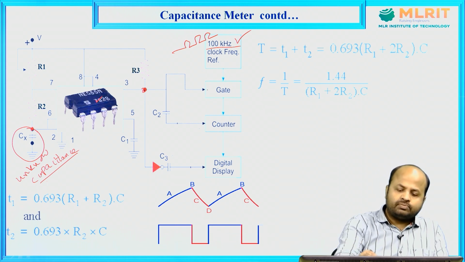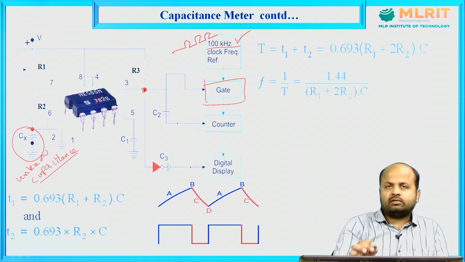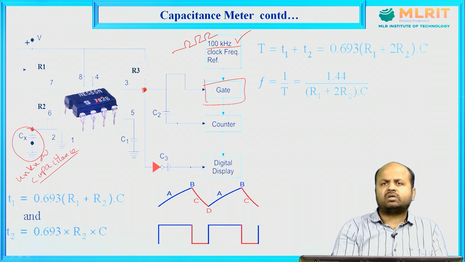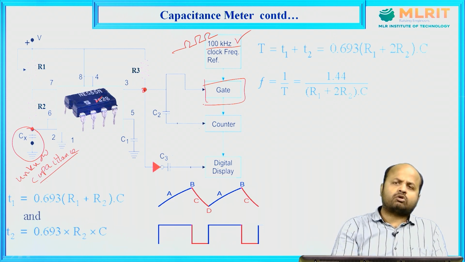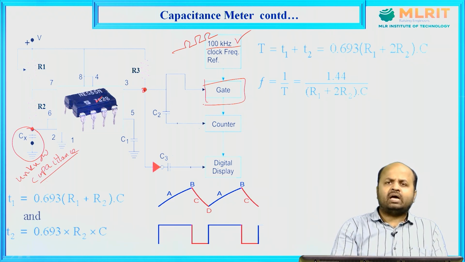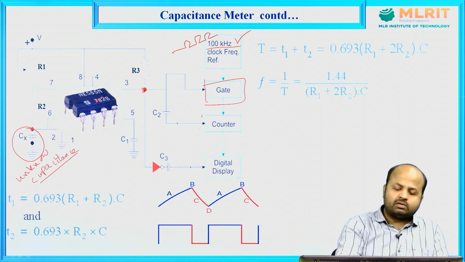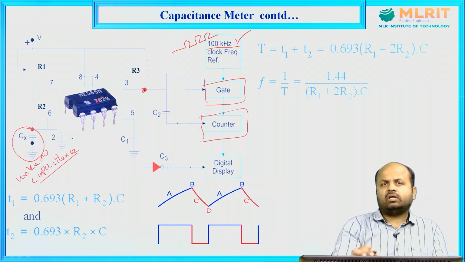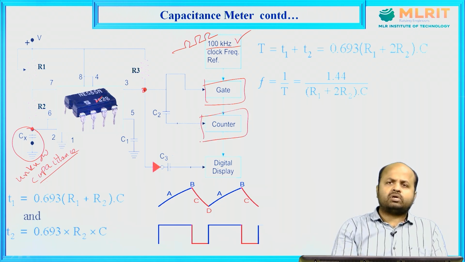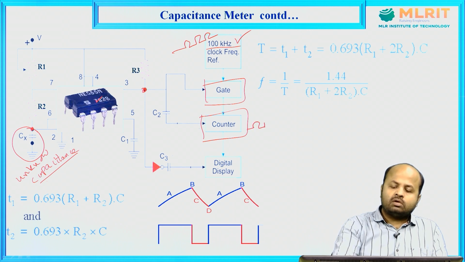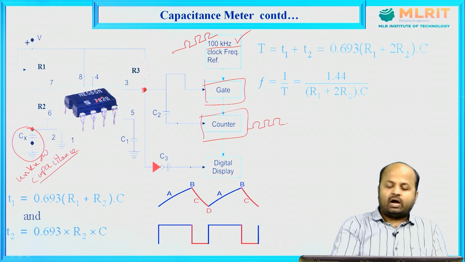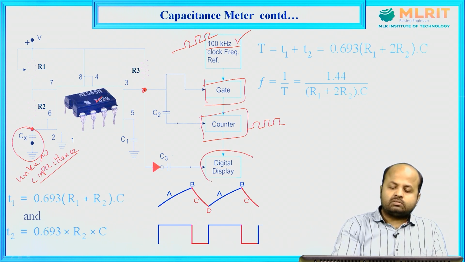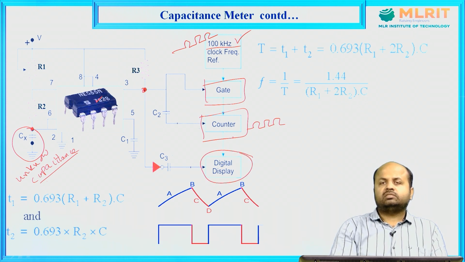After that, connect that clock frequency to a gate. This gate is nothing but a digital gate, AND gate, NAND gate, NOR gate. It may be any gate as per your design. Then third component is counter. The work of counter is that it will count the clock pulses. Clock pulses means square wave pulses. After counting, it will display on the digital display.